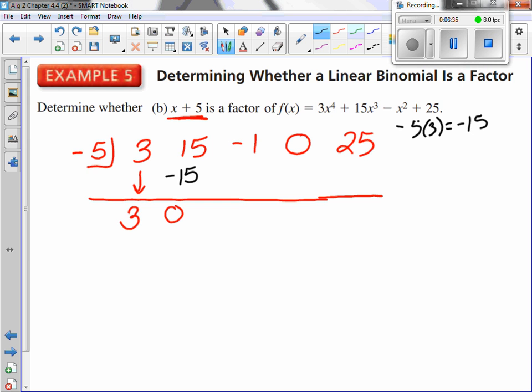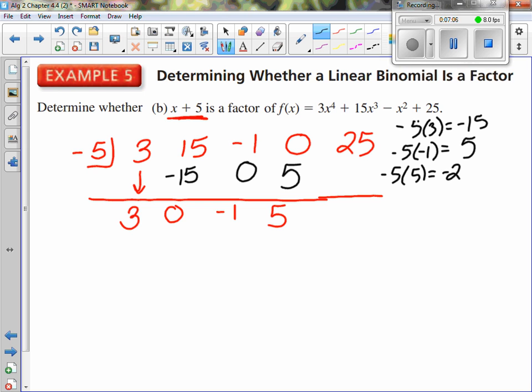-5 times 0 is 0. -1 plus 0 is -1. -5 times -1 would be 5. 0 plus 5 would give me 5. And lastly, -5 times 5 is -25.